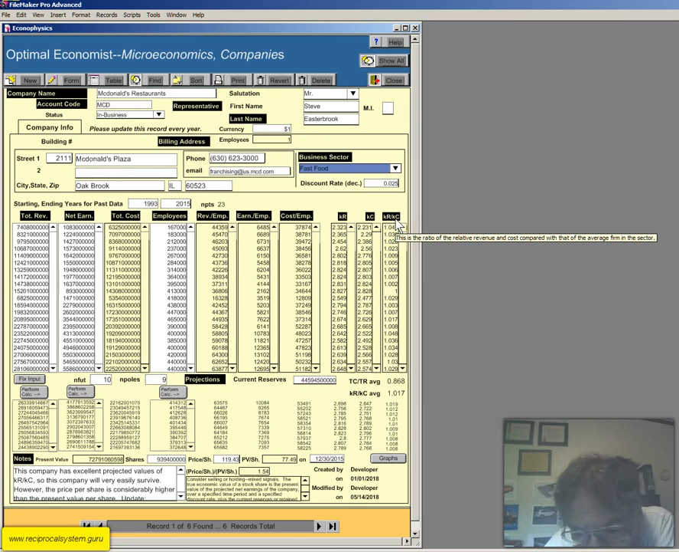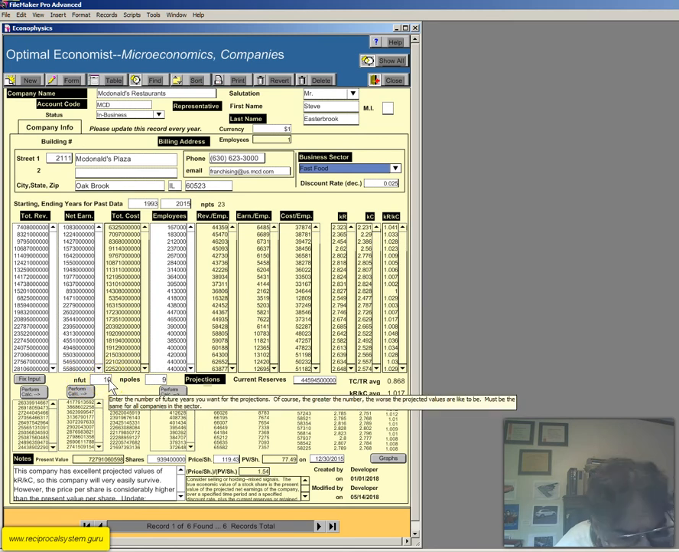This is the ratio of the relative revenue and cost compared with that of the average firm in the sector. Okay? And then we have the projections. And future means the number of periods in the future we're going to predict.